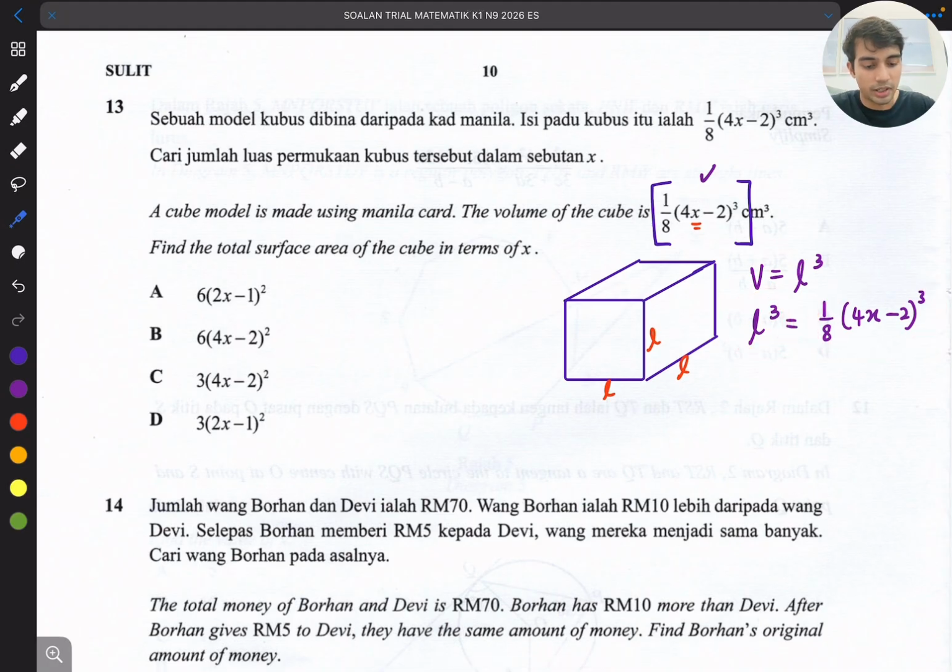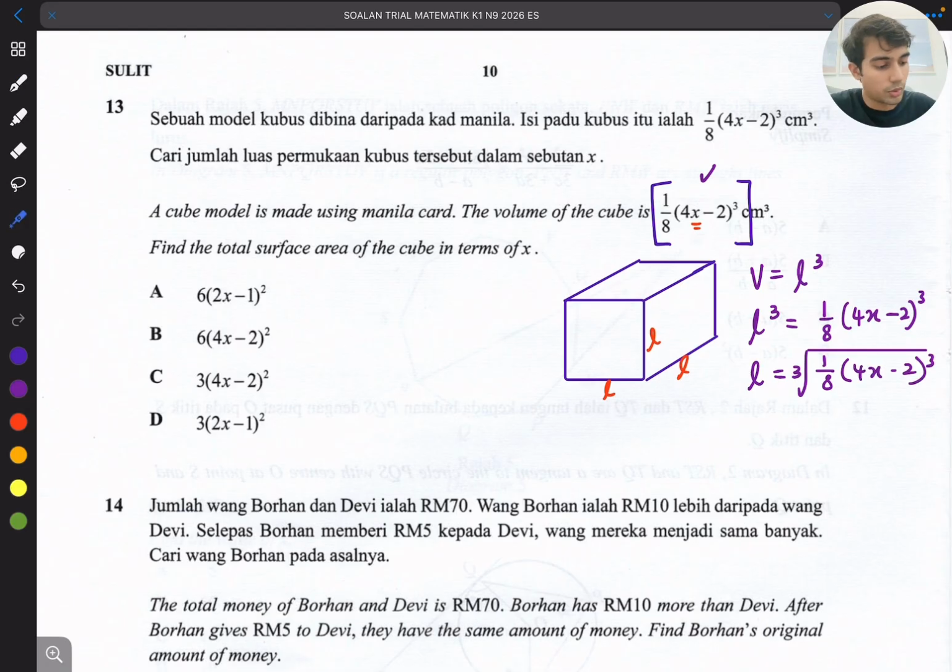Okay, let's see what they want to find. Find the total surface area of the cube. A cube has 6 surfaces, 6 squares. If you want to find total surface area, you find the surface area of one square, then multiply it by 6. To find the area of one square, we need the length of the side, so we need to find L. Cube, you move here, will become cube root. So L is the cube root of 1 over 8 (4x minus 2) cube.